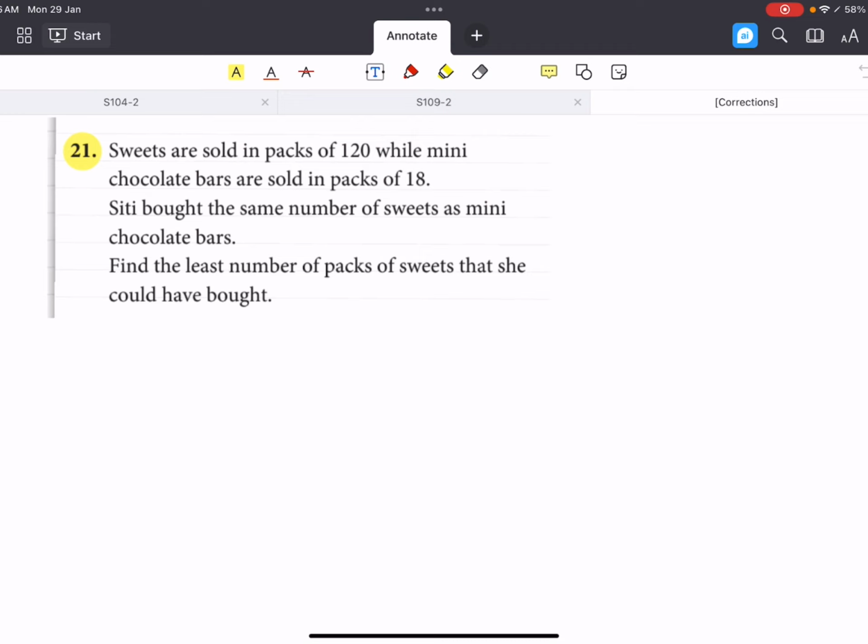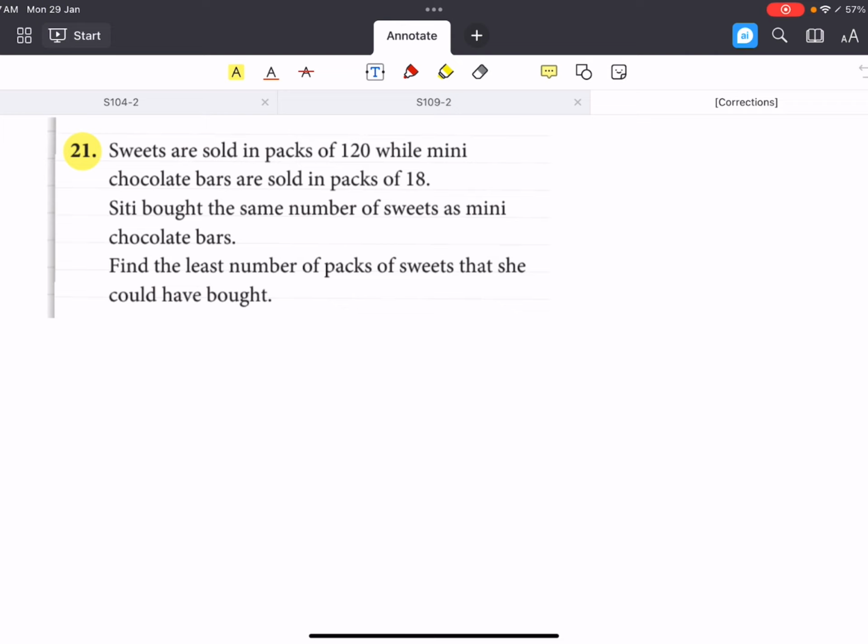All right, so let's continue with the next question. So here we have a situation where sweets are sold in packs of 120 while mini chocolate bars are sold in packs of 18. Right, so Siti bought the same number of sweets as mini bars. Find the least number of packs of sweets she could have bought. So when she buys, definitely she cannot buy less than a pack. So what we are looking for is a larger number of sweets or chocolate bars. So in this case, we are looking at LCM.